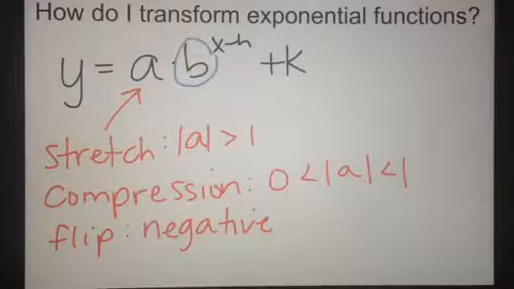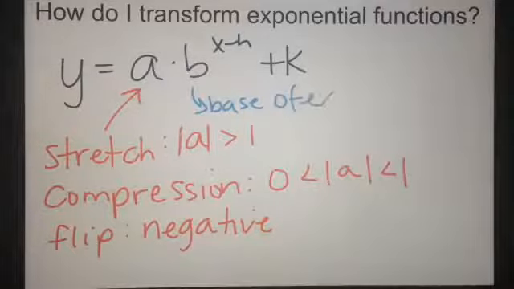For b, make sure you note this b is not a transformation, it's the base of the exponent. And students forget that a lot, and then they call it a stretch, and it's not. So the base of the exponent, it tells you what exponential graph you're going to be drawing. So be really careful of that. Maybe make it bold, maybe underline it, something like that.